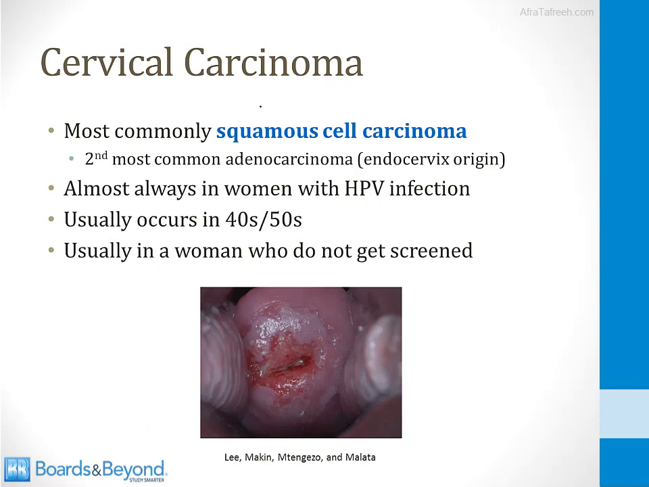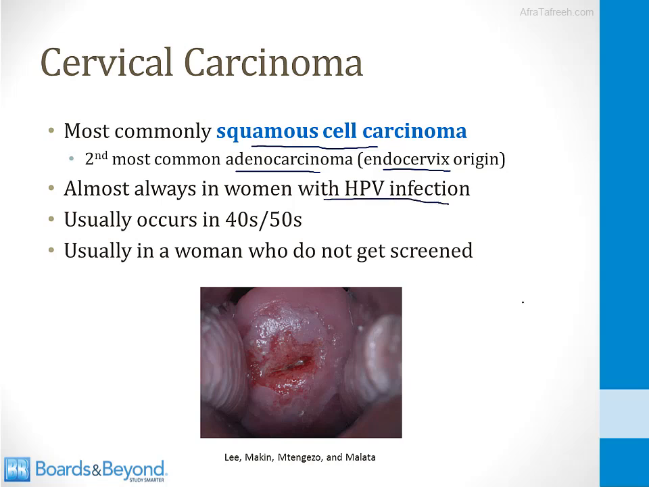And most commonly, cervical carcinoma is squamous cell carcinoma. Second most commonly, it can be an adenocarcinoma if the cancer is of endocervix origin. Remember that the endocervix has that columnar epithelium. Almost always, cervical cancer occurs in women with HPV infection.